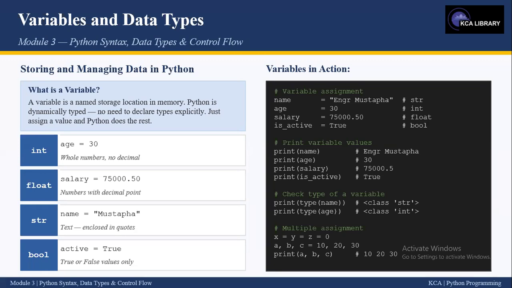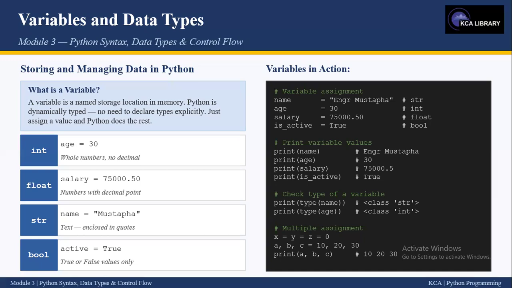Variables and data types. In Python, variables are used to store information. Think of a variable as a labeled container. Because Python is dynamically typed, you don't need to declare what kind of data a variable will hold. Python figures it out automatically, whether you are storing a name as a string or a price as a decimal. The process remains simple and intuitive.